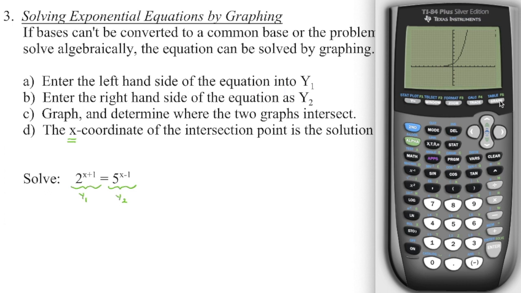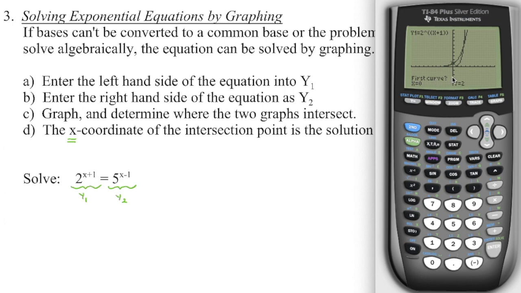So there goes the first one. And there goes the second. Okay, so now I can see they're crossing right there. So we're going to go second function trace, and number 5 is intersect. So we're going to go down to number 5, and your graph prompts you.